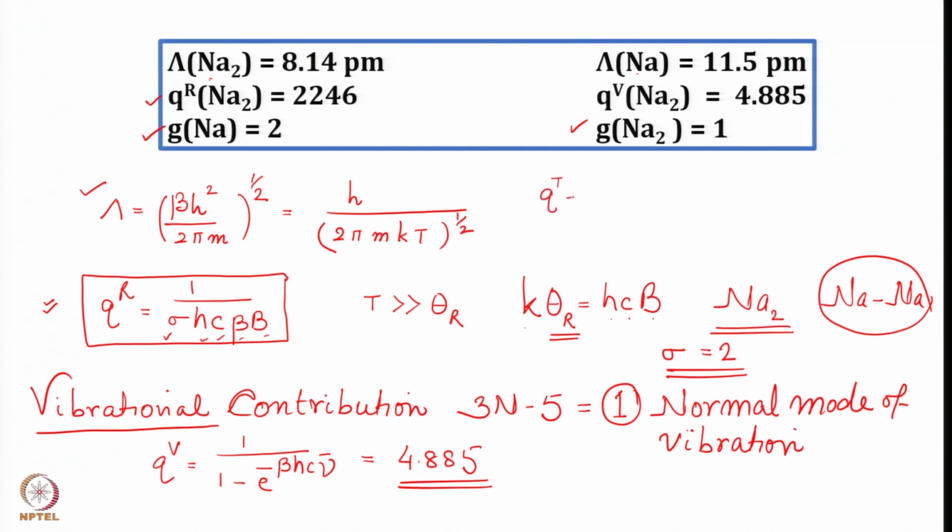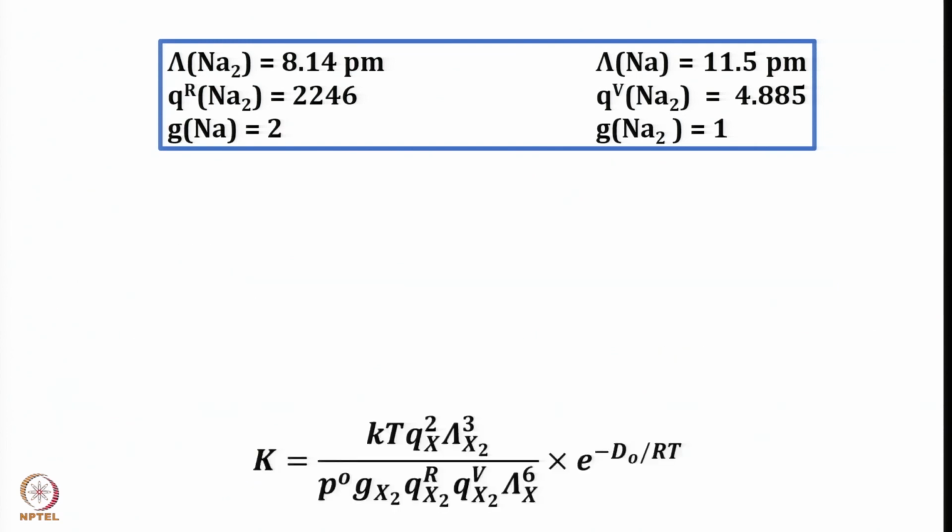Qt can be calculated from V m naught by lambda cube, but in fact you don't need to calculate, because the expression that we are going to use is K equal to K times T, this is G x square, lambda x cube by P naught, G x 2, Q r x 2, Q b x 2, lambda 6. We know this, this, and the dissociation energy is given to us.